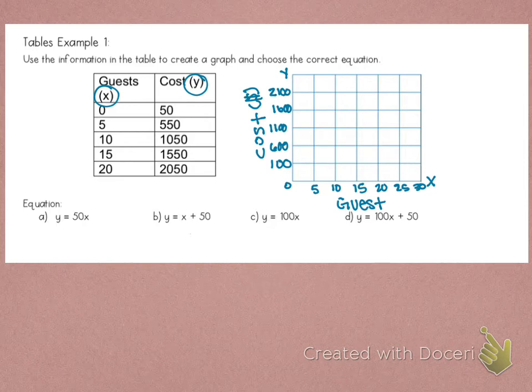So our first value is x 0, y 50. So that means when x is 0, y is 50. So 0, 50 is going to be right there. I'm going to grab a different color. It's going to be right here in the middle, since the first line represents 100. 50 is going to represent right there. Then 5, 550. So that's going to be almost all the way to that 600 mark.